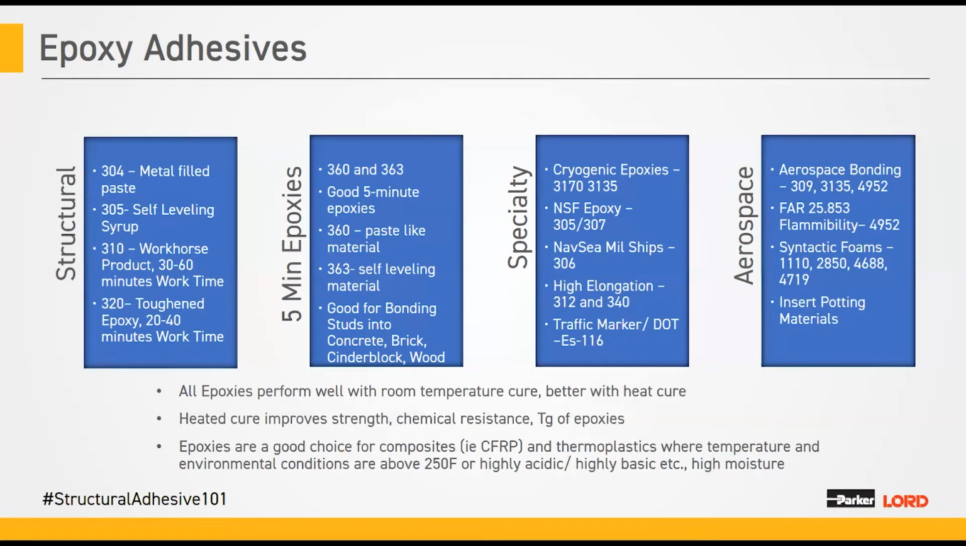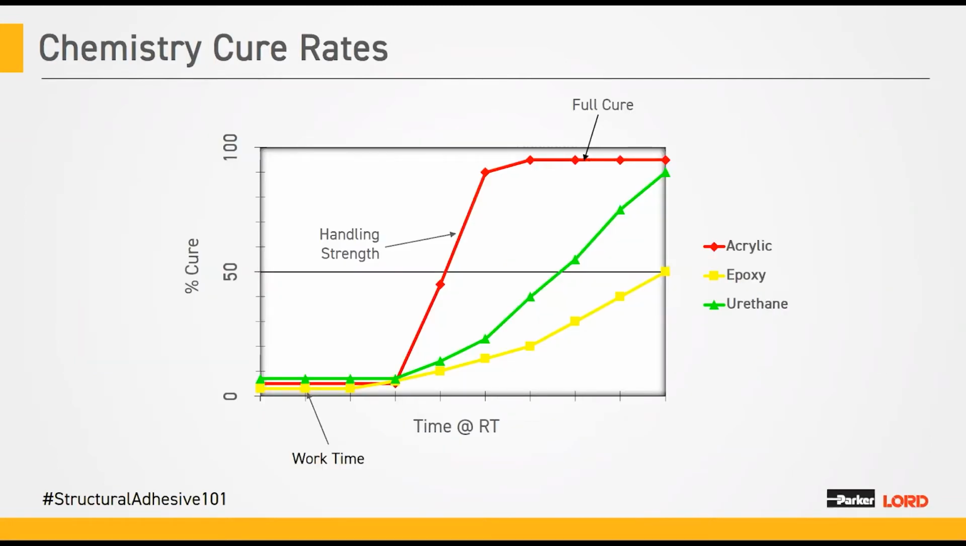Epoxies are really good choices for composites such as carbon fiber reinforced plastics or CFRP, thermoplastics, and anywhere where the temperature and environmental conditions really get above 250 degrees Fahrenheit, or highly acidic, a lot of fuel exposure, basic conditions, etc. So on this slide, I want to just briefly illustrate some of the cure rates of a product.